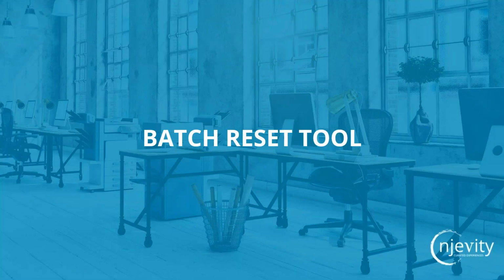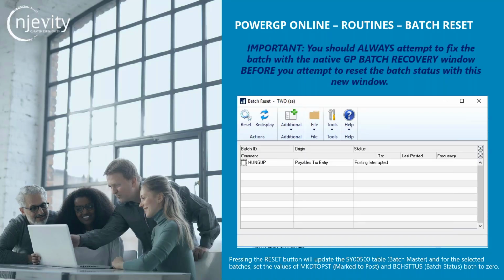So with that, let's go on to our batch reset tool. Again, where we just saw it on that PowerGP area page, you have a batch reset button. When you click on the batch reset button, this is the window that it brings up. And it's as simple as check the batches you want to reset and click the reset button.